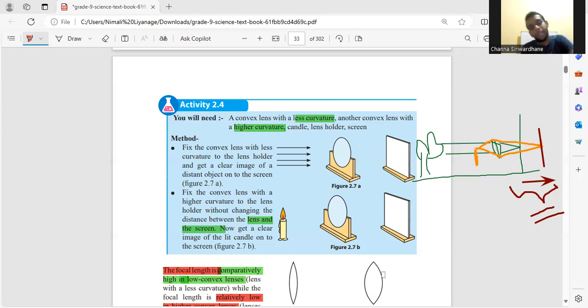Right. The next subtopic, behavior of the light rays with convex and concave lenses. Under that, the first Roman number 1 is behavior of the light rays with convex lens.